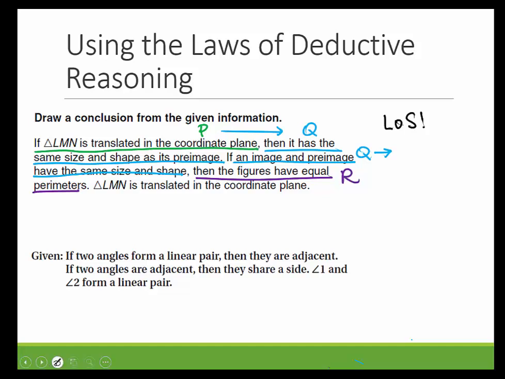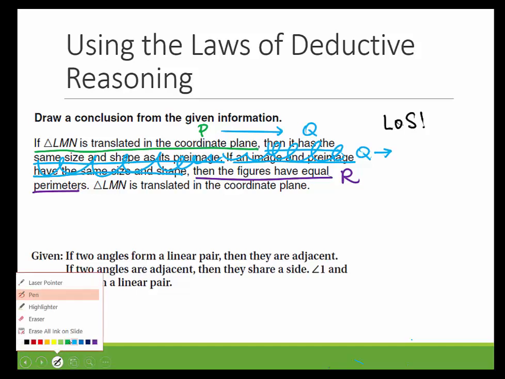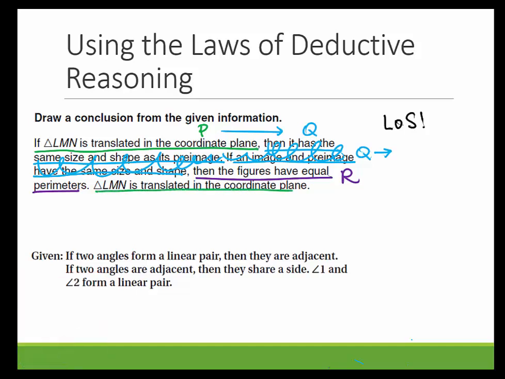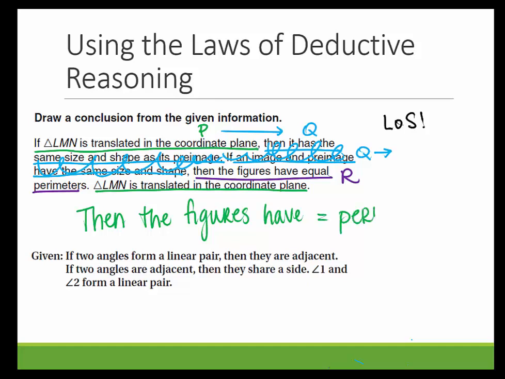So the law of syllogism says, basically, I can kind of forget about this Q and just make a connection here. So if LMN is translated in the coordinate plane, that's our P again, I can say, then the figures have equal perimeters, based on the law of syllogism.